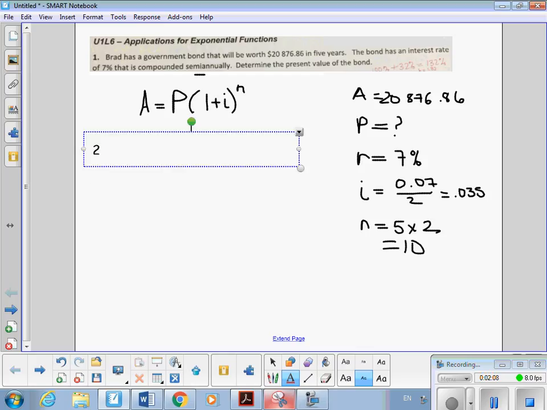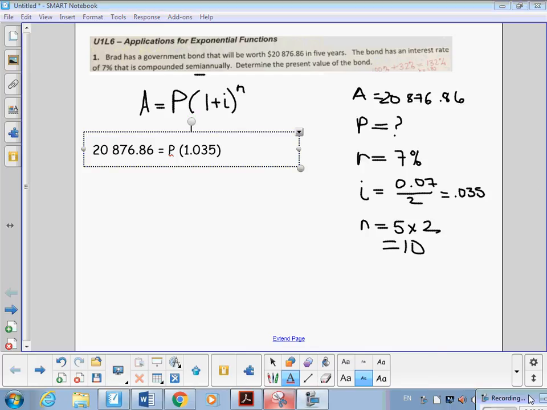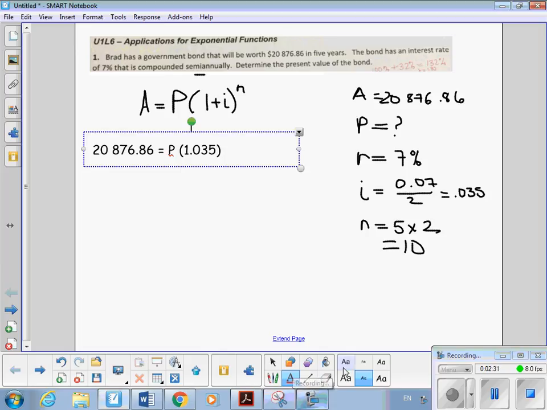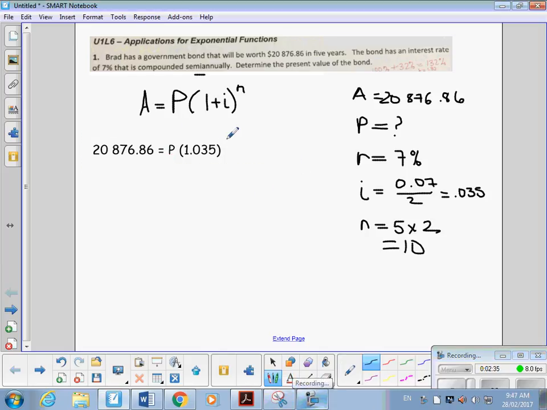So that would be 20,876.96, and that will equal the present value, which I don't know what that is, times 1.035, and it would be to the power of 10. Unfortunately, it's really hard to get an exponent using this program, to the 10.